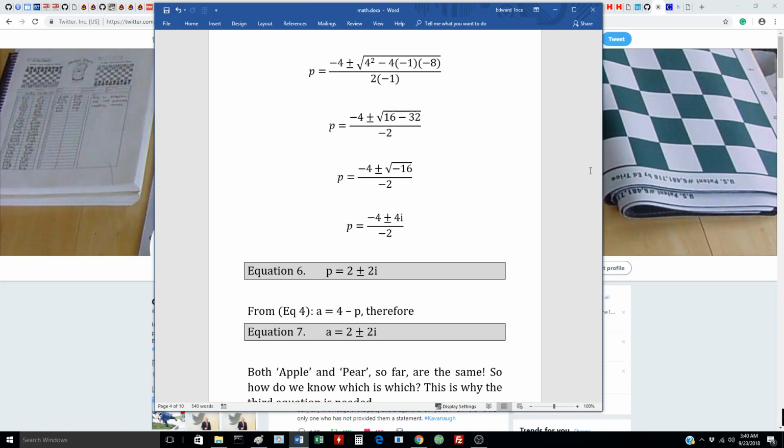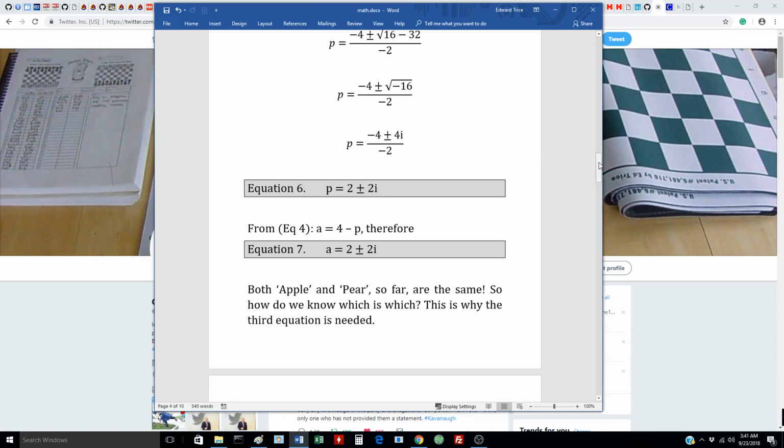Now the trick to this problem is if you go back to equation 4 and make the substitution that apple equals 4 minus pear, 4 minus equation 6 will give you equation 6 again, which is also equation 7. Apple equals 2 plus or minus 2i. So right now, the conundrum is both apple and pear are exactly the same.